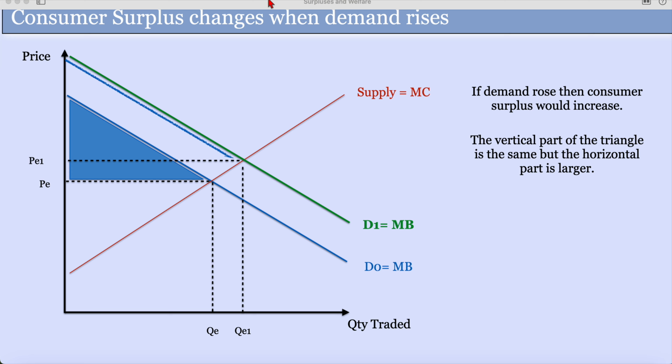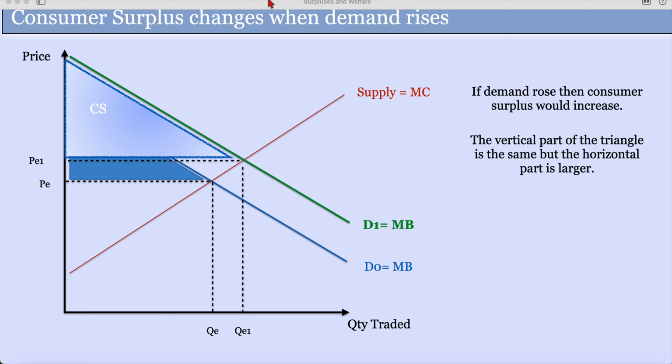Well, the new surplus is being drawn out here for you, and there it is. So this is the old surplus here. Okay, and what's the new surplus? It's much bigger because the vertical distance is the same because you've simply shifted up the demand curve like that. And the horizontal is obviously bigger, so this horizontal part of it is bigger than the old surplus.